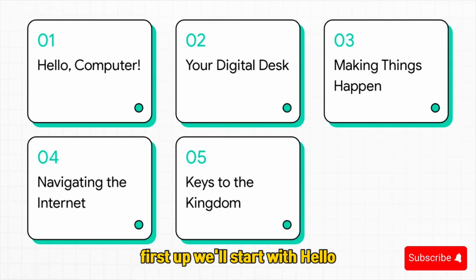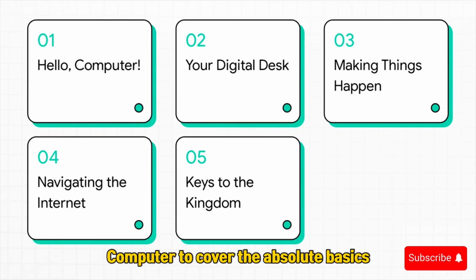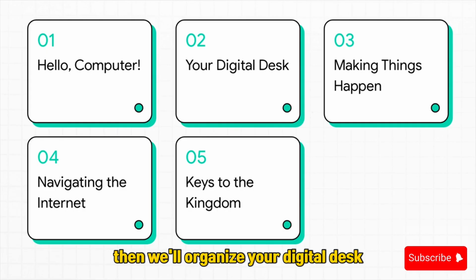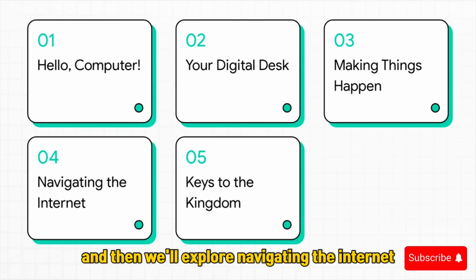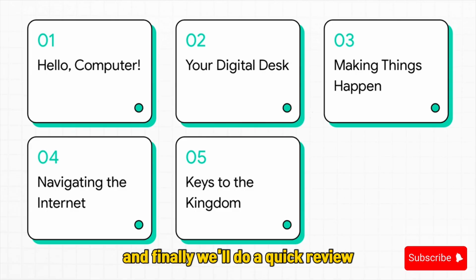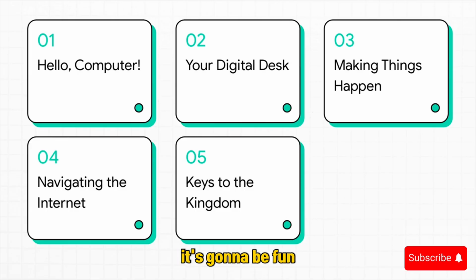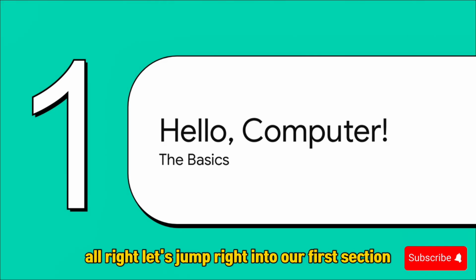We're going to take this one step at a time. First up, we'll start with Hello Computer to cover the absolute basics. Then we'll organize your digital desk. After that, we'll learn some action words in Making Things Happen, and then we'll explore navigating the internet. And finally, we'll do a quick review to give you the keys to the kingdom. It's going to be fun. All right, let's jump right into our first section.